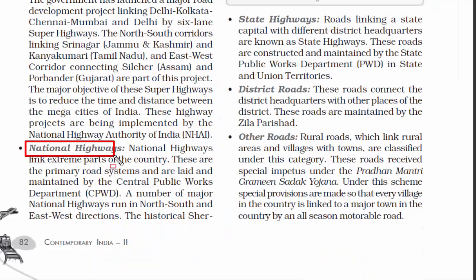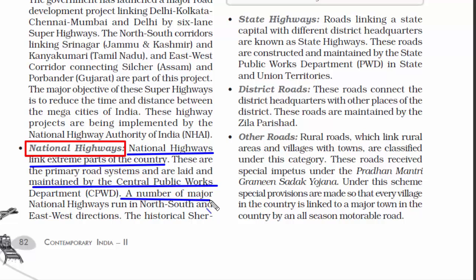So the second one is national highways. Basically, national highways link extreme parts of the country. Or you could think of it this way: national highways connect a state with another state. They are usually maintained by this central government body known as the Central Public Works Department.